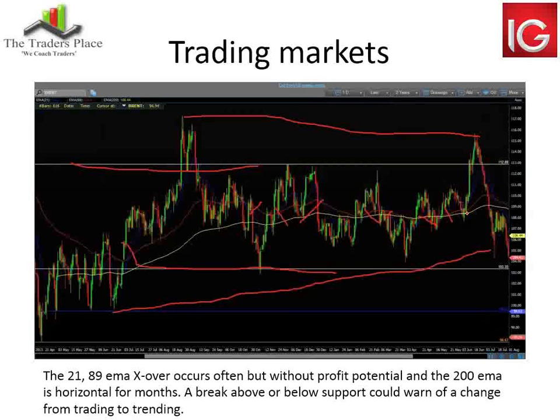Break above or below support could give you a trade, or it could warn of a change in trend. If you are a trend trader, you're going to stay away from a market like this until the support or resistance levels break, and then you're going to wait for the trend to confirm.